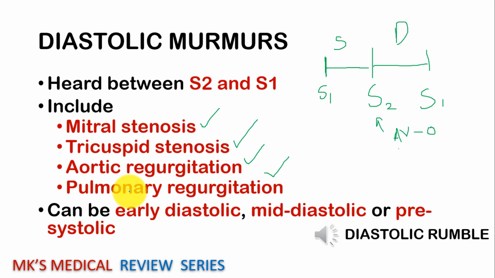Then the diastolic murmurs could either be during early diastole, mid diastole, or pre-systolic, or you can call them late diastolic murmurs. So here's an example of a diastolic rumble. Notice how you can pick out S1 and S2, and the sound is between S2 and S1.